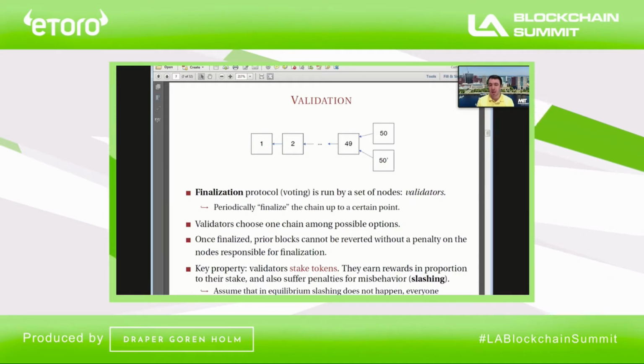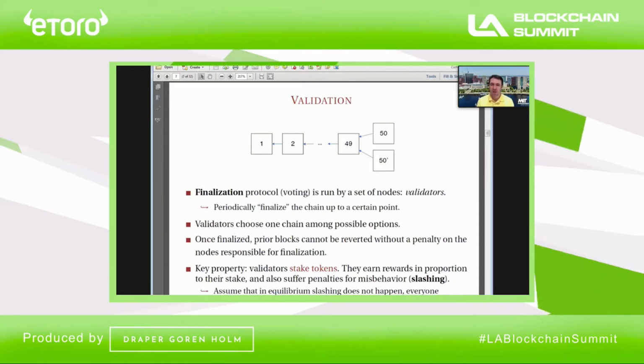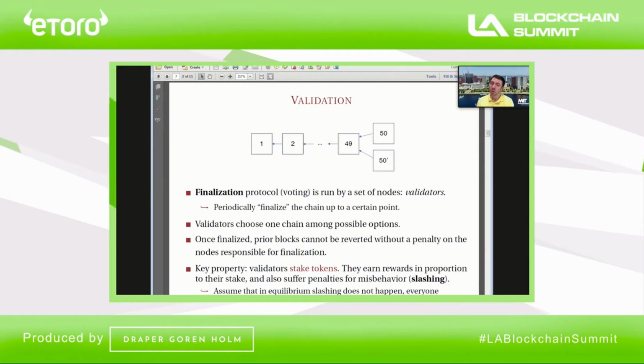Rewards that they collect are pro rata, in proportion to the number of tokens that they stake, and they expose themselves to the possible punishment or slashing if they misbehave. So what we're going to assume is that in equilibrium, validators do not deviate from the protocol, so the incentives work as designed and they don't make mistakes. So nobody gets slashed, there is no loss of tokens in equilibrium. This is an off-equilibrium threat, slashing.